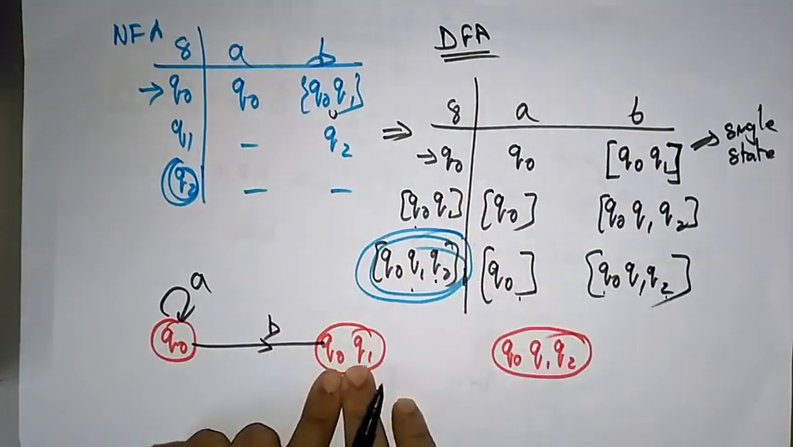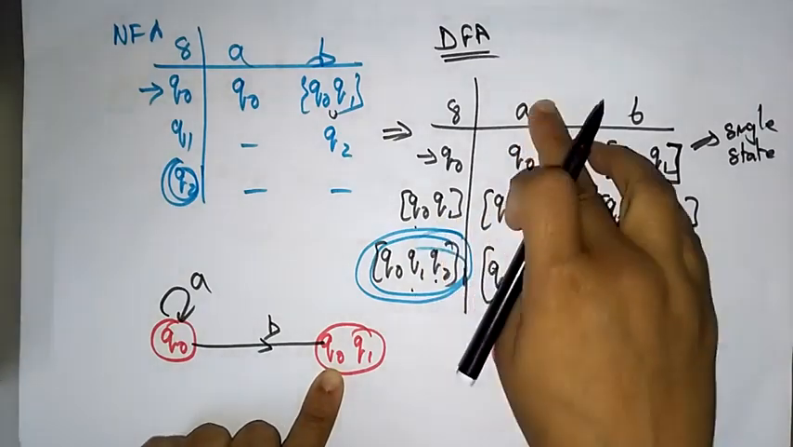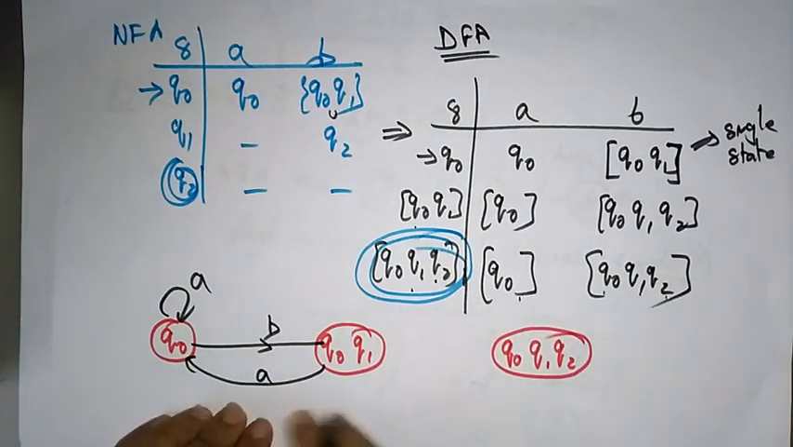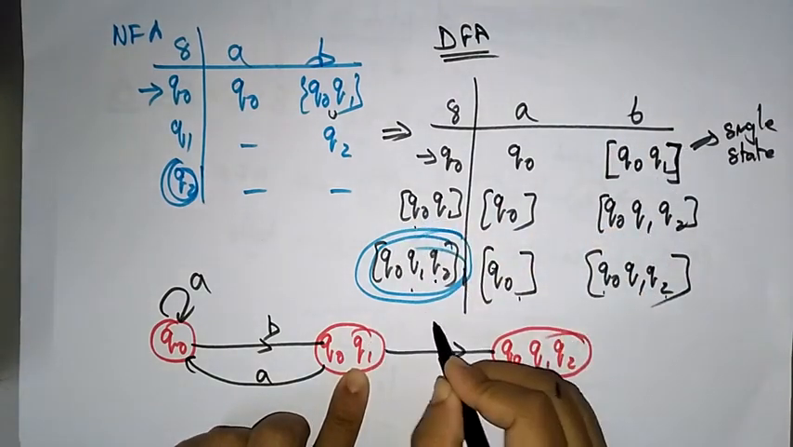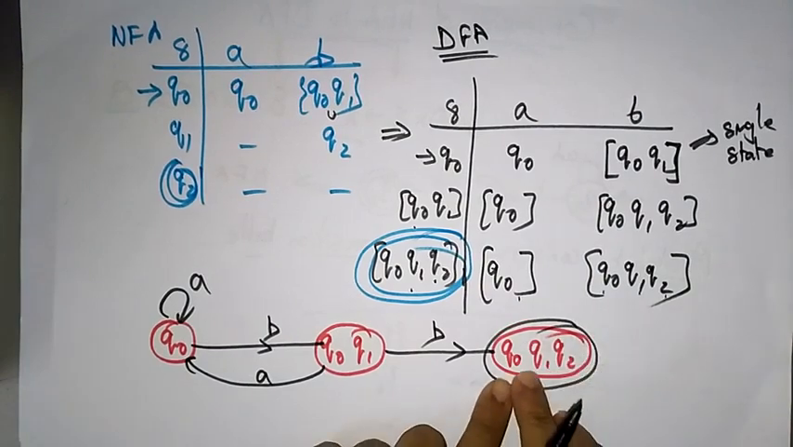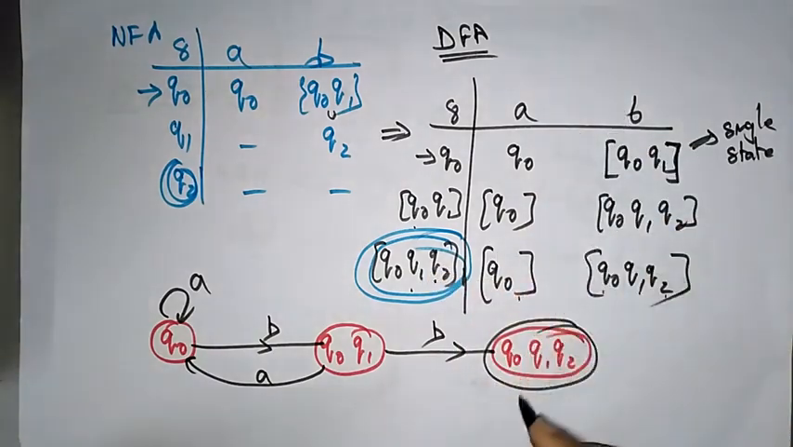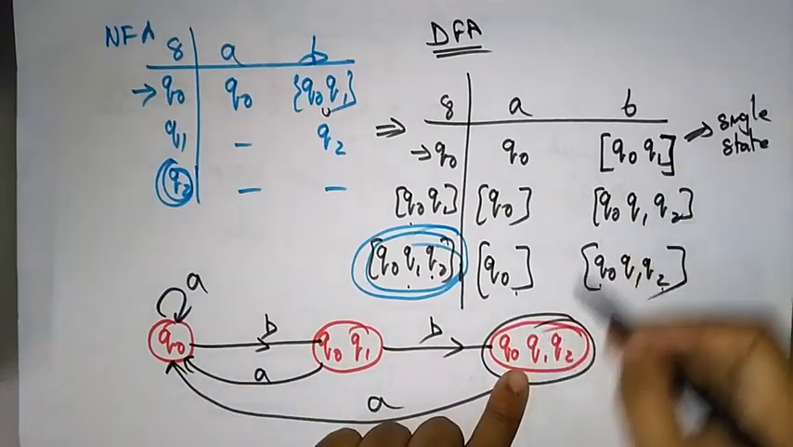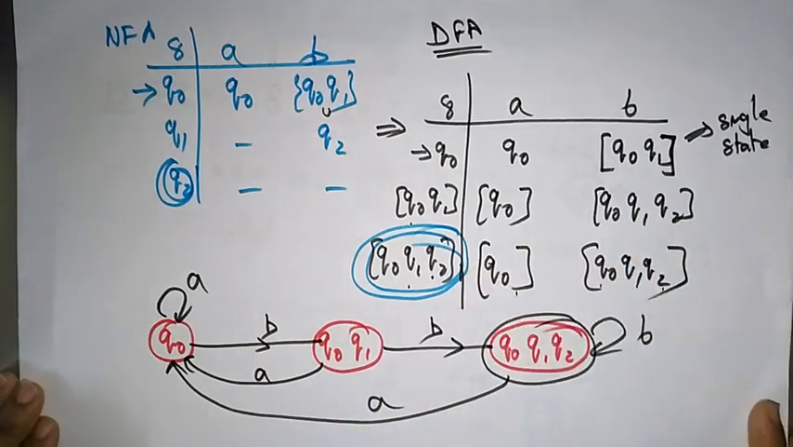Now coming to Q0, Q1. On input A it goes to Q0, and on B it goes to this state. Now coming to this state, this is the final state. This Q0, Q1, Q2 is one state. This state on A goes to Q0, and on B it goes to itself. So this is the state transition diagram for the DFA.